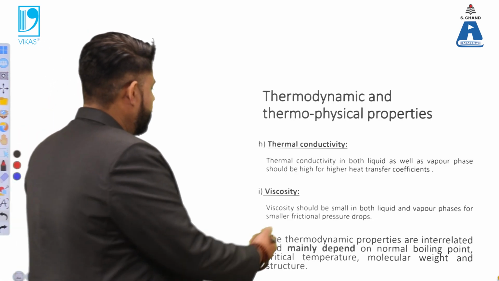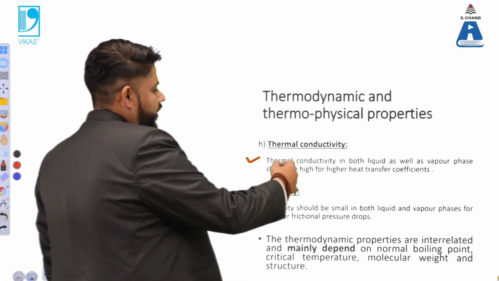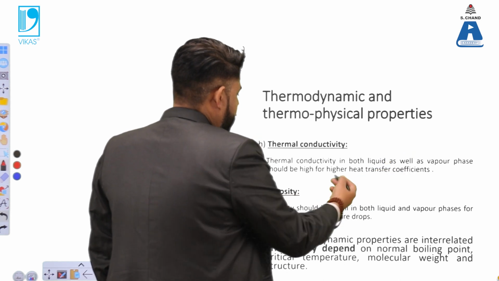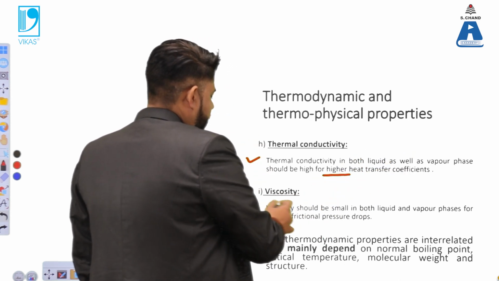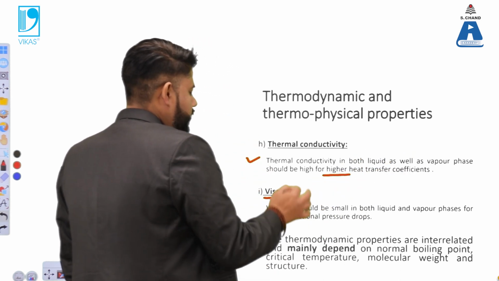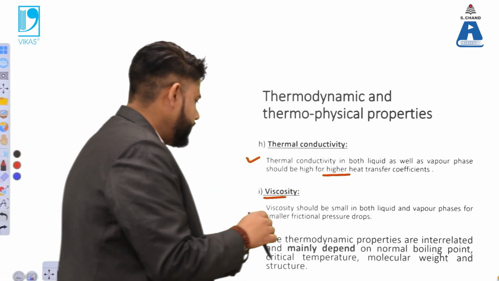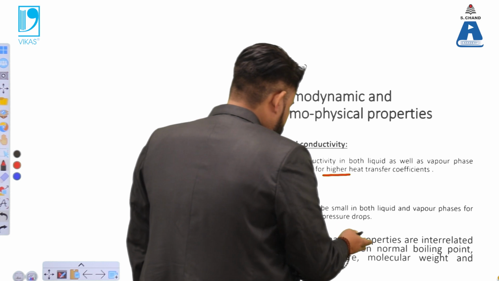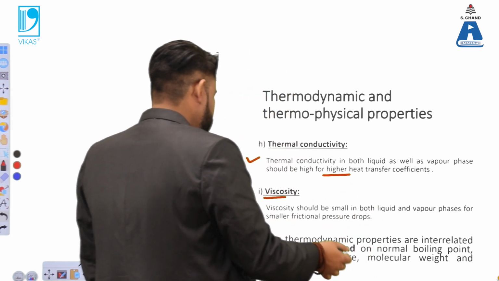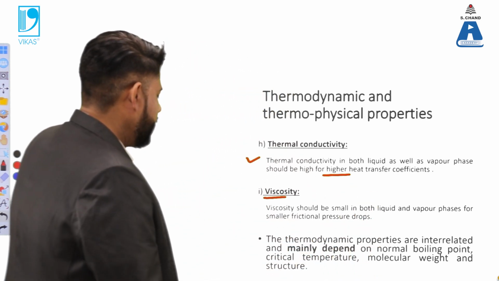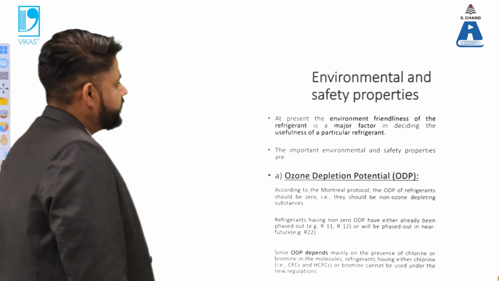Then you have thermal conductivity. Thermal conductivity in both the liquid as well as the vapor form should be high. Viscosity should be small, it should not be thick and viscous. These thermodynamic properties are basically dependent on the normal boiling point, the molecular weight and the molecular structure.